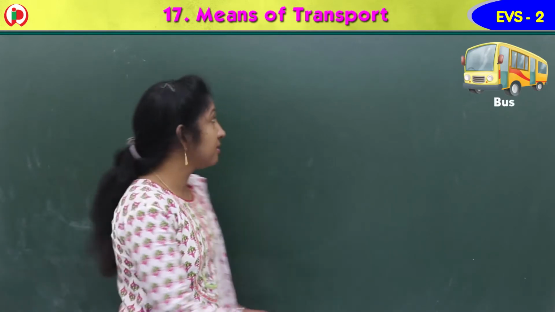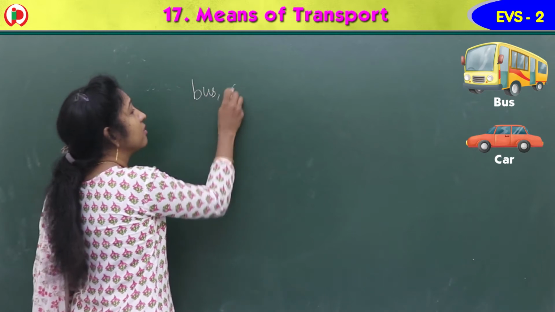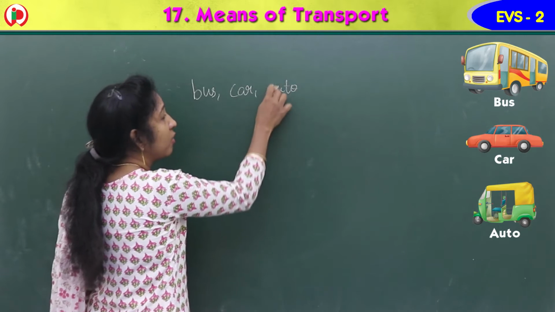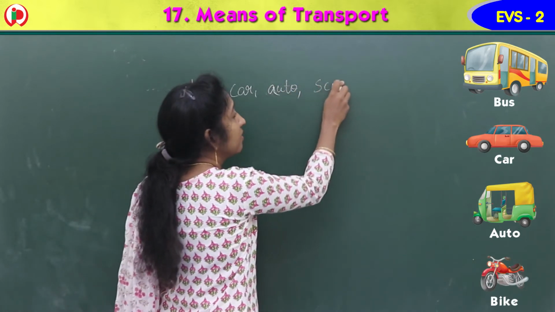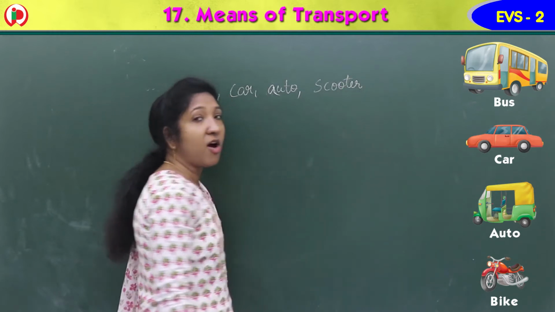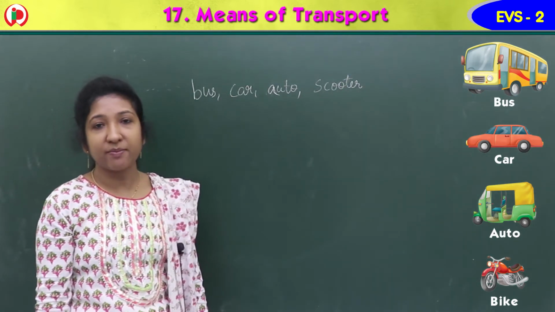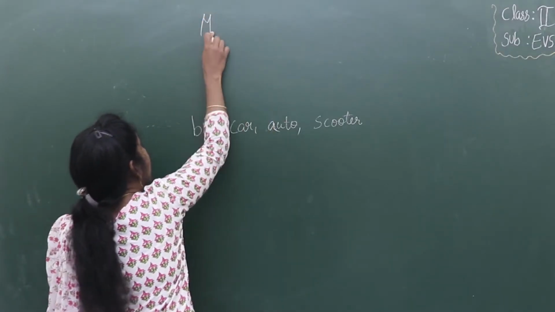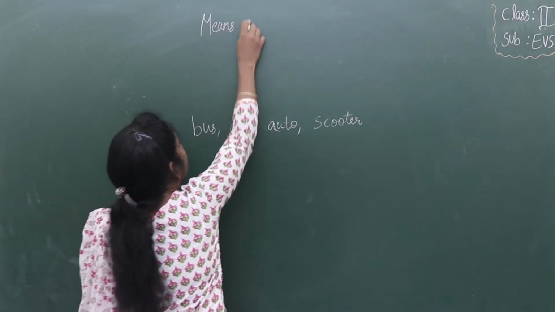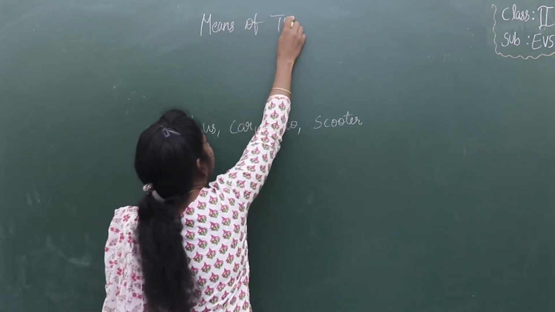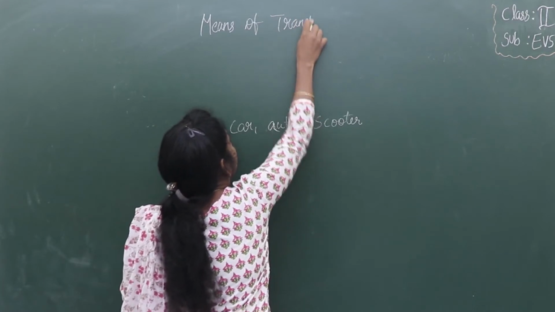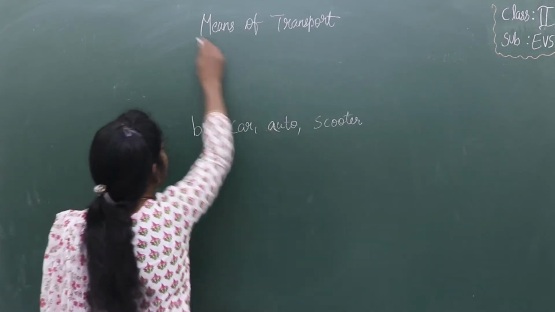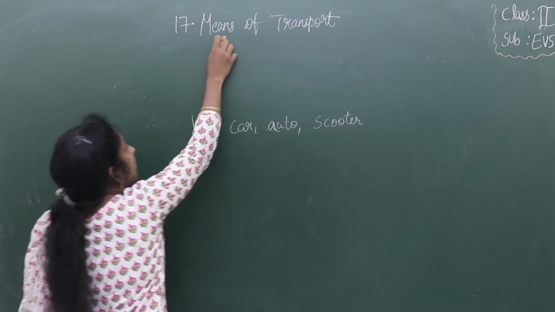So this bus, car, auto, then scooter. These are all means of transport, we say, isn't it? Means of transport. So today we are going to learn about means of transport, the different means of transport we use to travel from one place to another. Lesson 17. Means of transport.